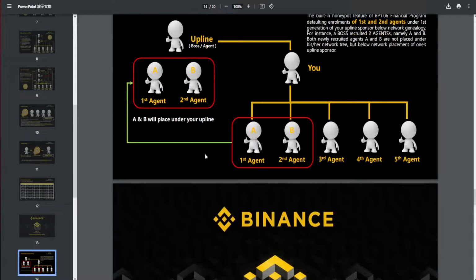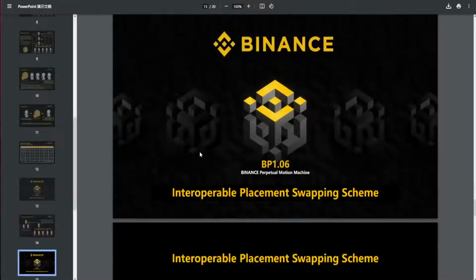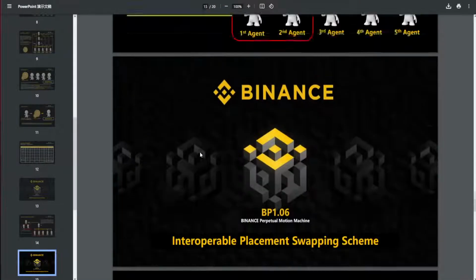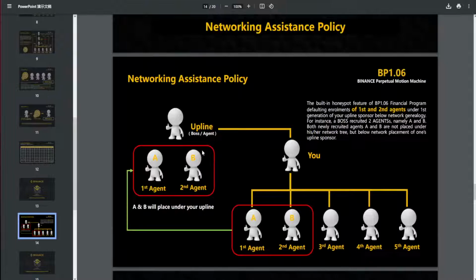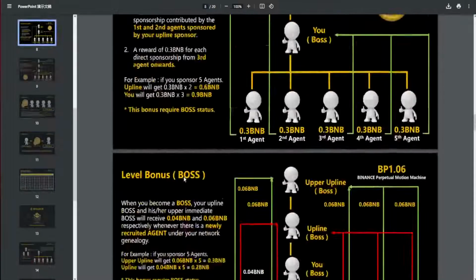And apart from the bonuses, we have 2 different mechanisms or policies that ensure the structure keeps running smoothly and people keep coming in. So the network assistant policy is that the first 2 agents that you recruit go to the network tree of the upline boss. So here you refer 5 people. The first and second agents go to the upline boss. They will be under your upline boss, which is a rule applied in the spillover bonus.